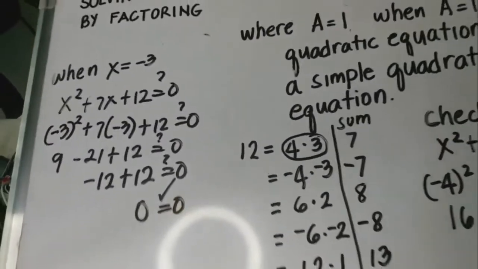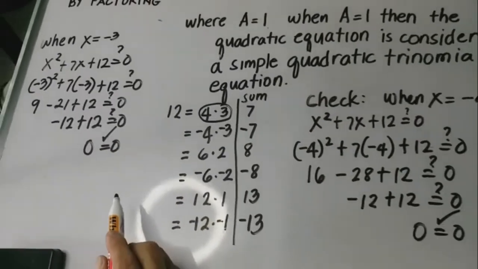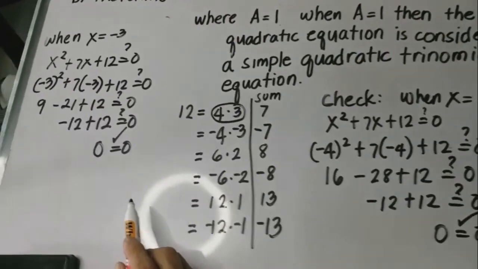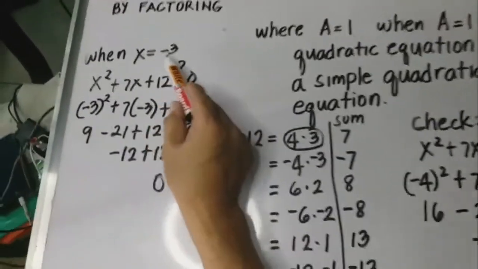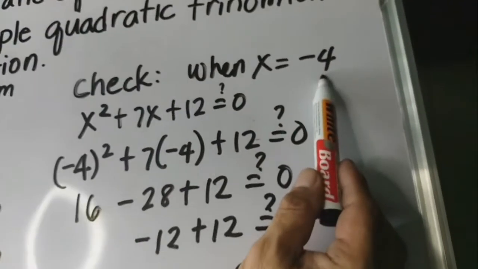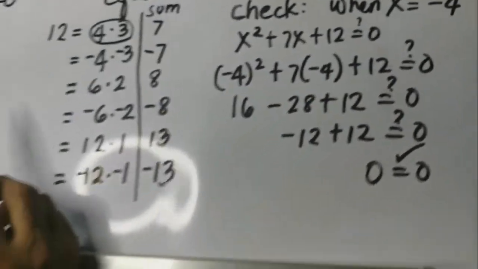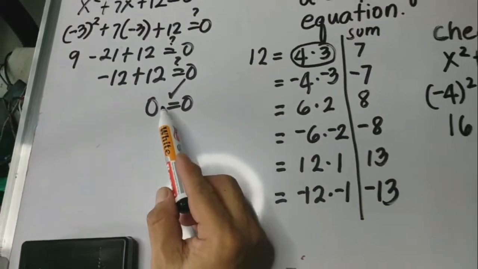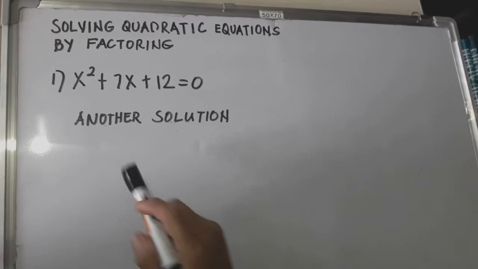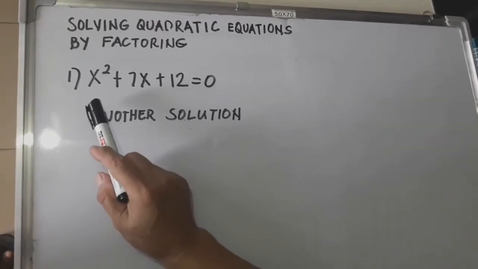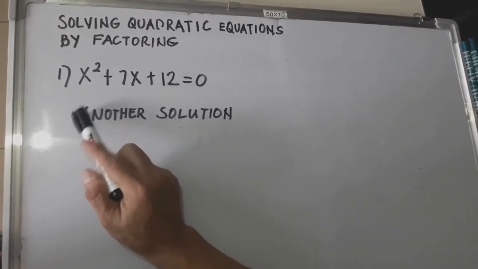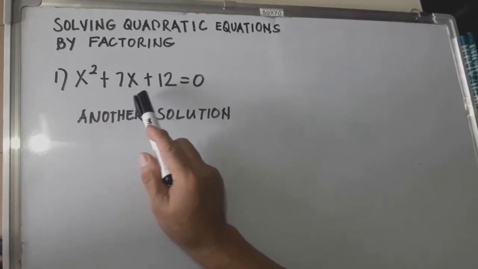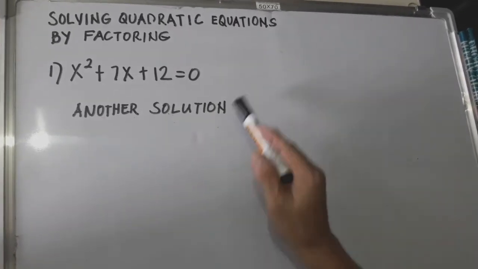In other words, the roots that we have, which are x equals negative 3 and x equals negative 4, are correct because they satisfy the equation. Another solution for the quadratic equation x squared plus 7x plus 12 equals 0.